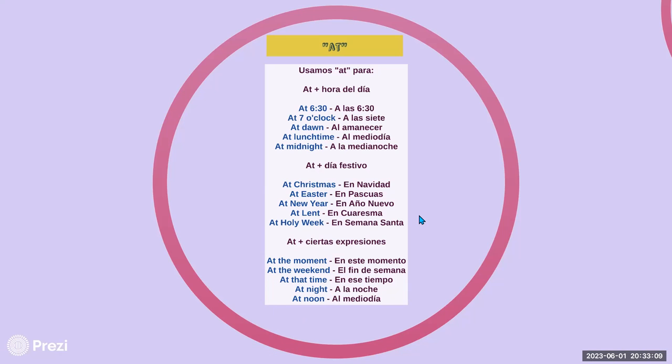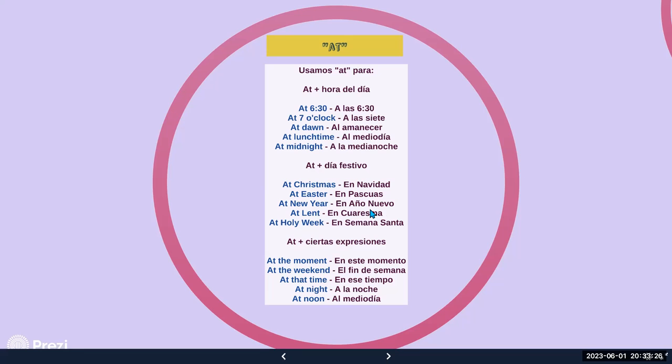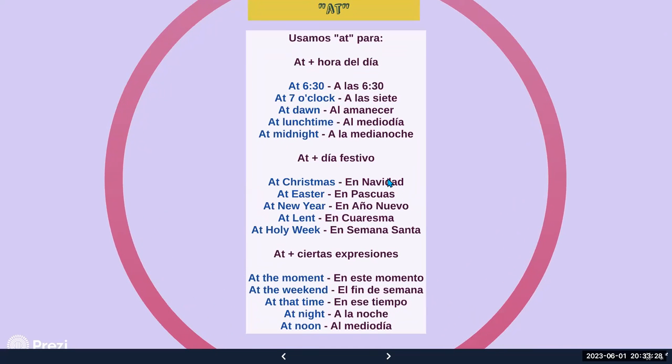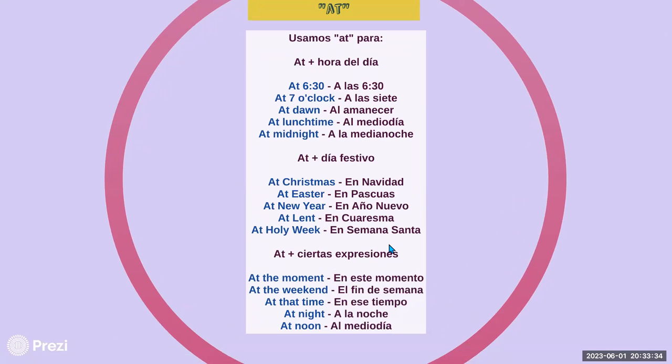Okay, thank you. So dice, usamos at para qué? Para las horas del día, ya tenemos ejemplos para días festivos y para ciertas expresiones. Es decir, eso es lo que tenemos que tener en mente. Ok, por ahí les doy 2 minutos para que lean y traten de darme ejemplos parecidos a eso. Two minutes.